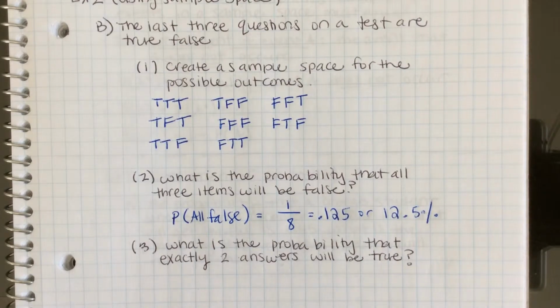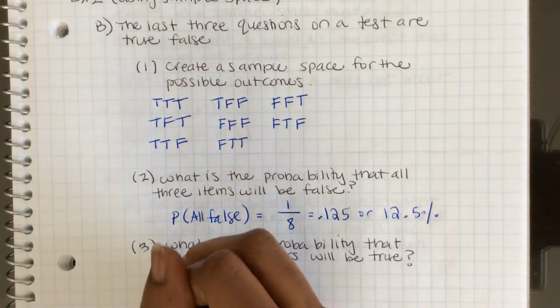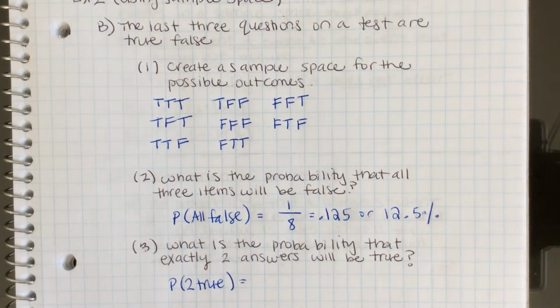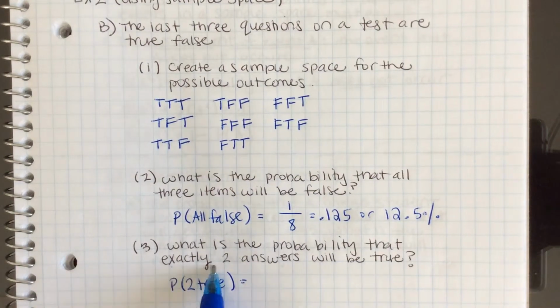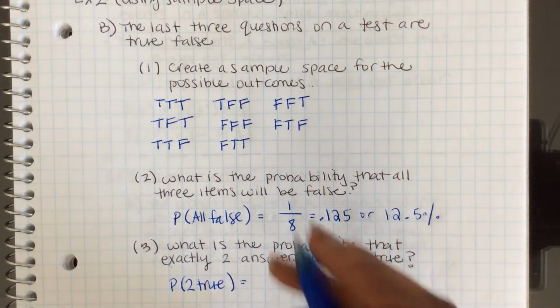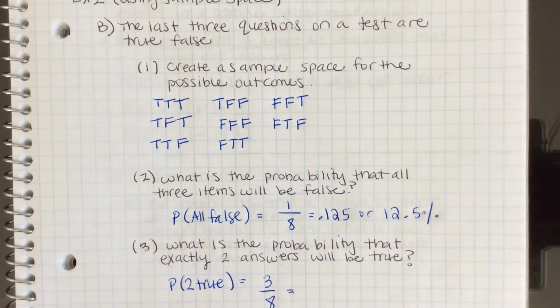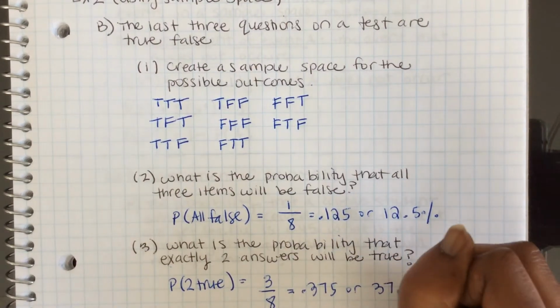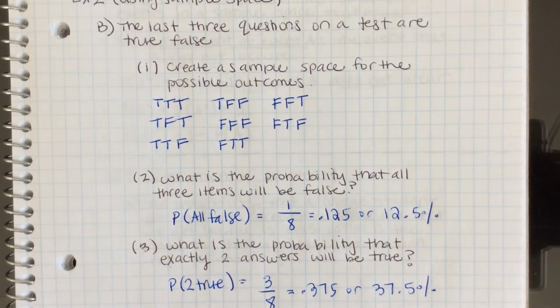What is the probability that exactly 2 answers will be true? So probability of 2 true. Let's see in my sample space that I created, how many of them have exactly 2 true? Exactly 2 only. So let's see, 1, 2, 3. So that would be 3 out of 8. 3 divided by 8 is 0.375 or 37.5%. So you see, sometimes you have to create your sample space of all possible outcomes before you can apply probability.